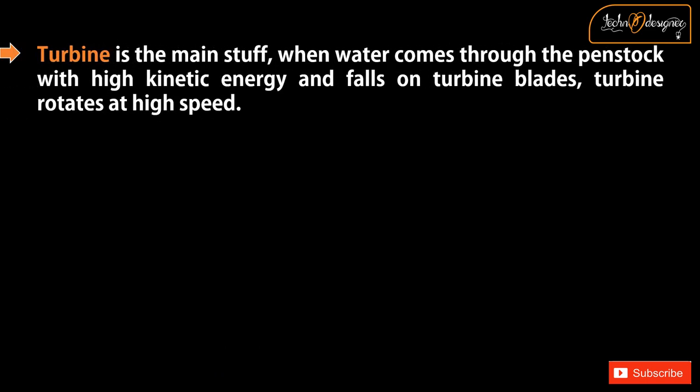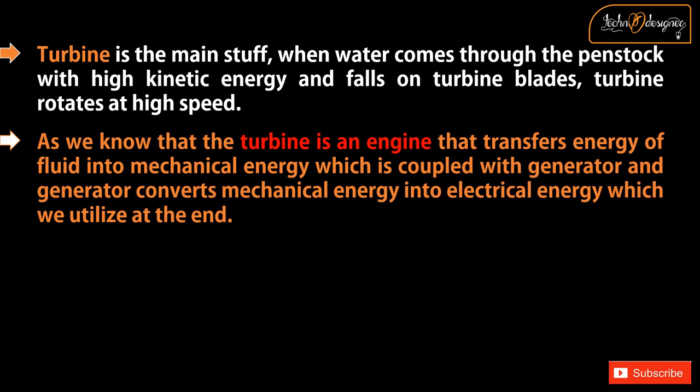The turbine is the main stuff. When water comes through the penstock with high kinetic energy and falls on turbine blades, the turbine rotates at high speed. As we know, the turbine is an engine that transfers energy of fluid into mechanical energy, which is coupled with a generator, and the generator converts mechanical energy into electrical energy, which we utilize at the end.